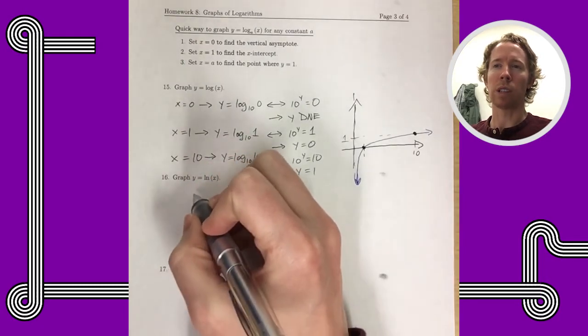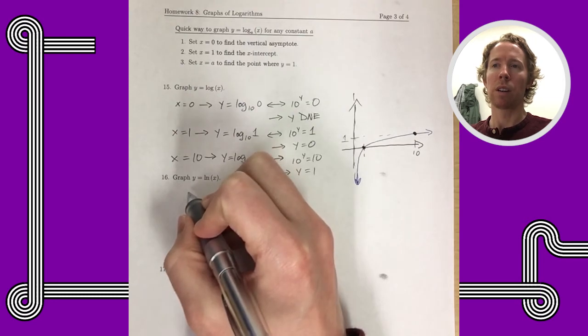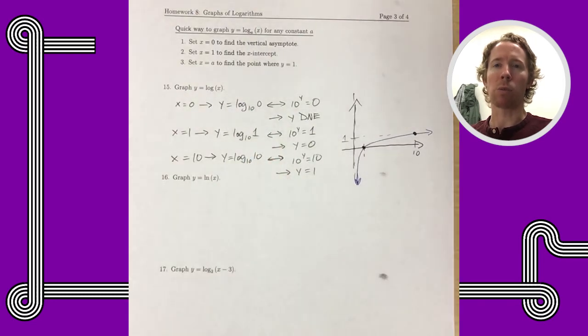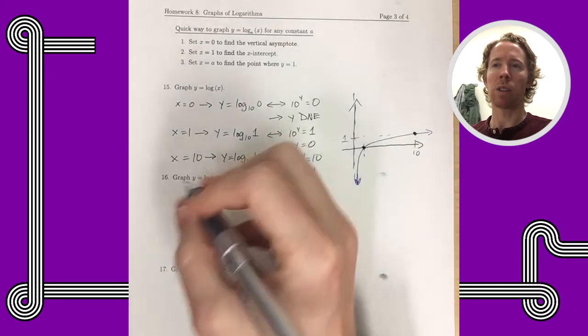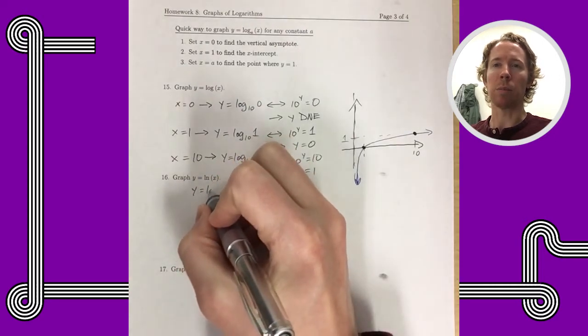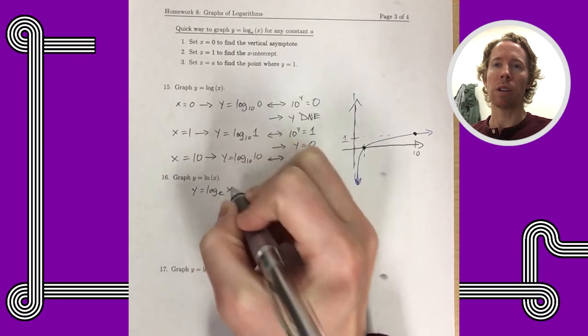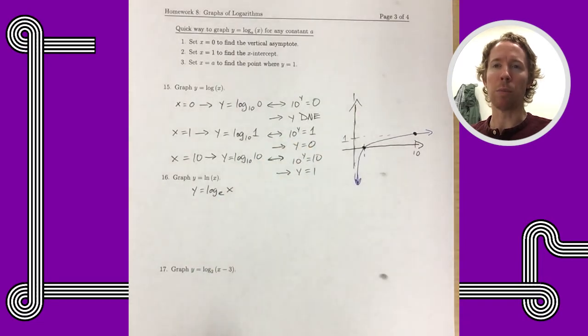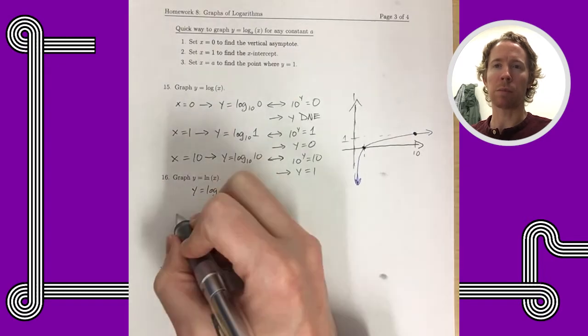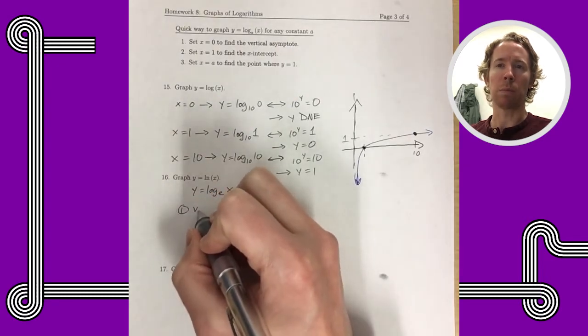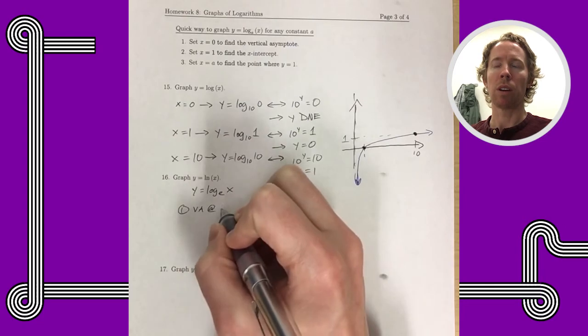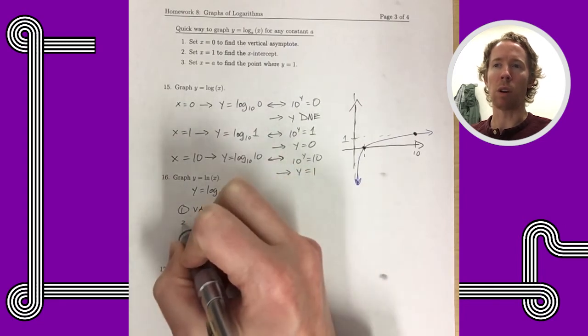Graphing y equals the natural log of x is graphing y equals log base e of x. And so the fast way to do this is to set the stuff in parentheses equal to 0, equal to 1, and equal to the base e. That will give us a vertical asymptote. That will give us the place where the y value is 0, and then the place where the y value is 1.